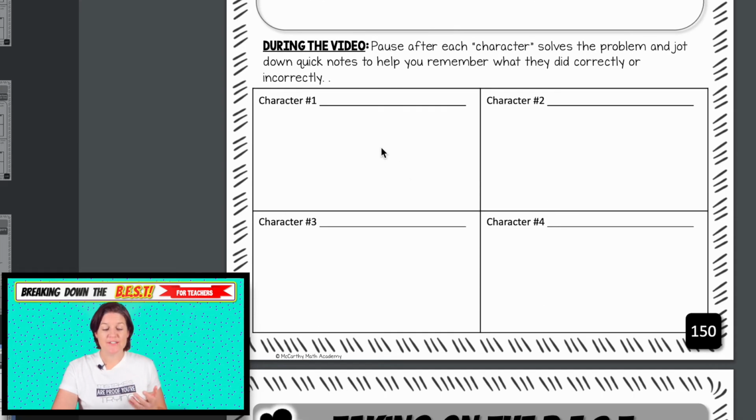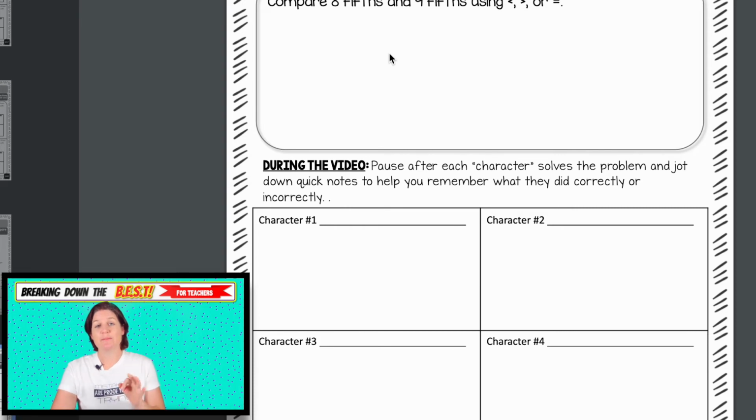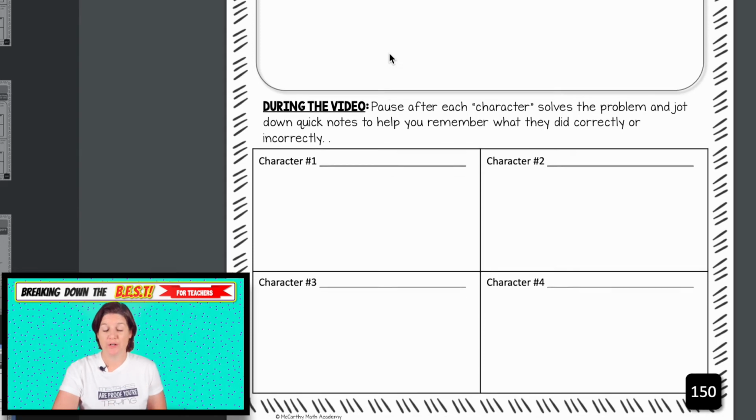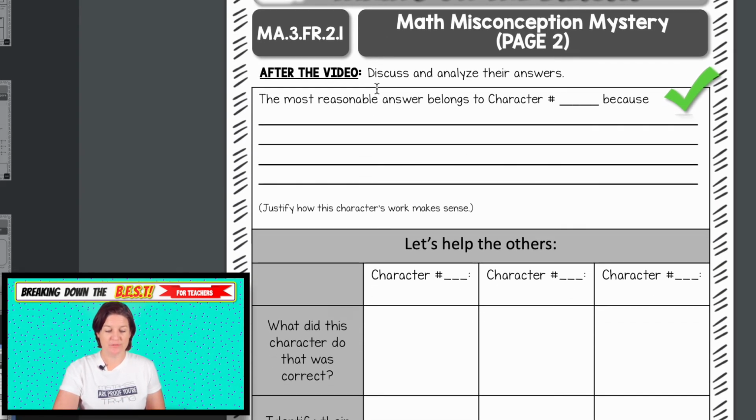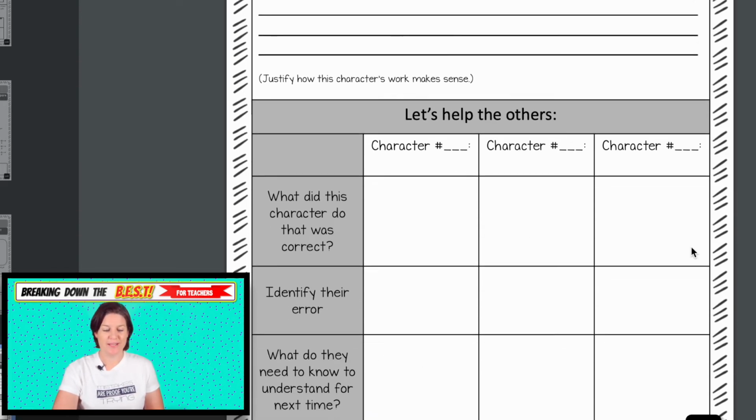And then they will press play as 4 other characters solve that same problem. Now those 4 characters are just me dressed up in silly costumes with silly accents. 3 of the characters will make a mistake that students commonly make, and only 1 character has the correct answer. So it provides a great opportunity for your students to discuss, to decide, to debate, to really analyze, to go back and review the work that 4 other characters make. And then they fill out their detective report stating who the most reasonable answer belongs to and analyzing the work of the other 3 characters, okay?